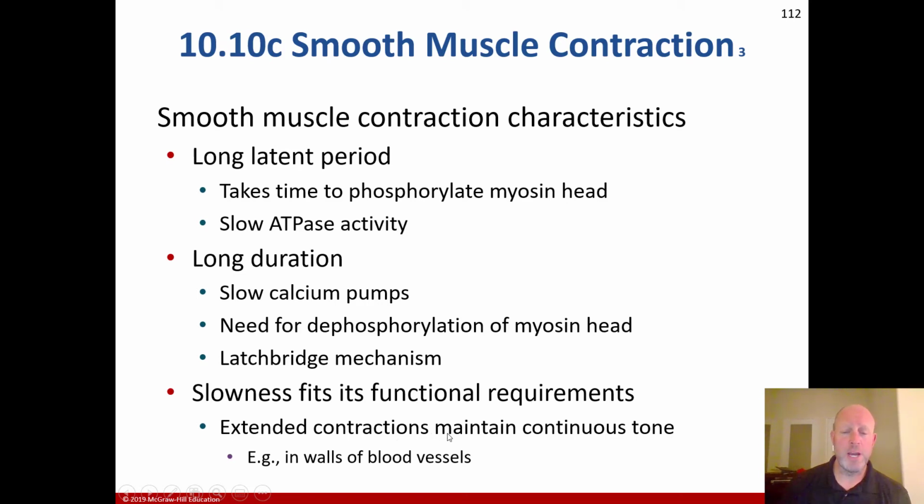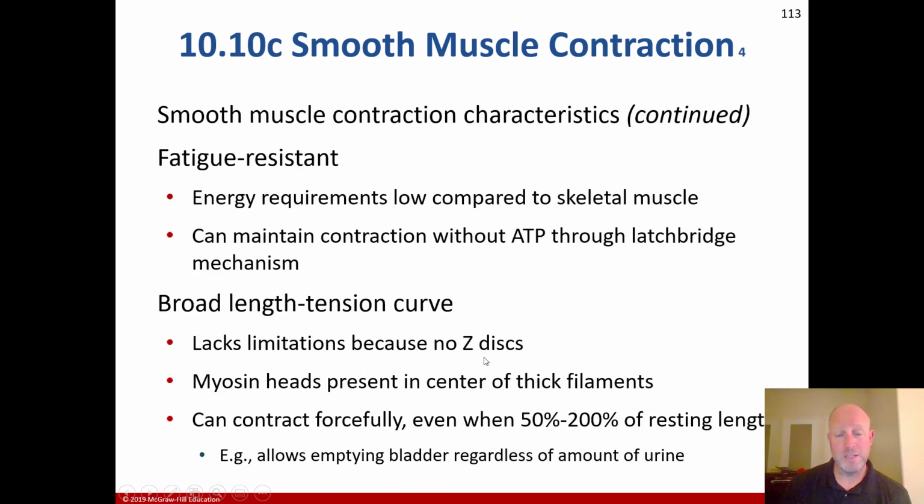Its extended contractions maintain continuous tone, which is important. Continuous activity, in other words, in the walls of the blood vessels being a great example. Blood's got to keep moving. If blood completely ceases, well, that's the end of us, or the end of at least a component of us, which will ultimately lead to the nth degree that we don't want.